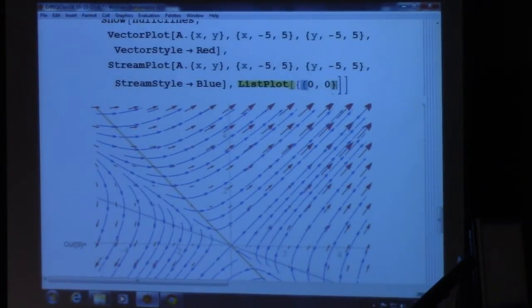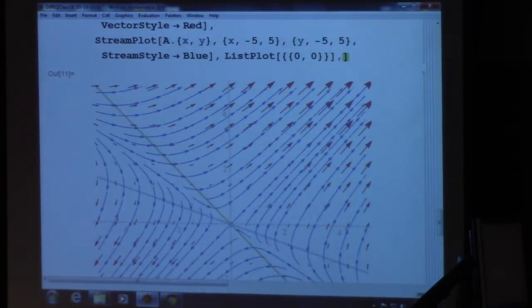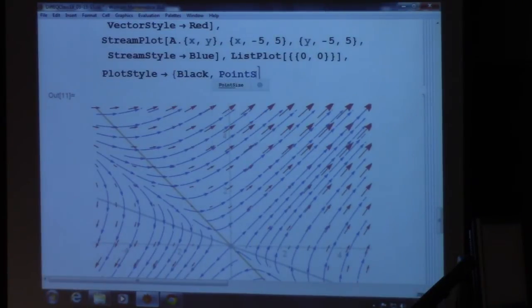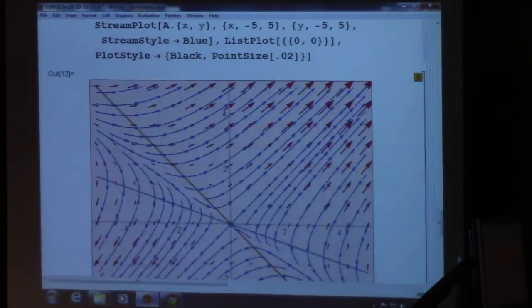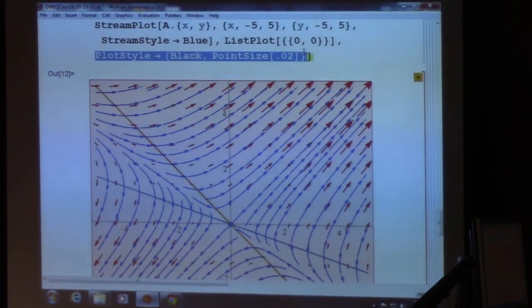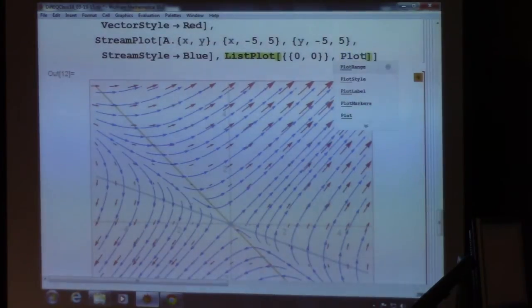Here's basic syntax that will put a dot at the origin, though it's not real big. And I like to make it black. PointSize is the sizing option you need to use. Oops. Let's see. Oh, that's outside of the ListPlot. My pasting didn't work. Style.